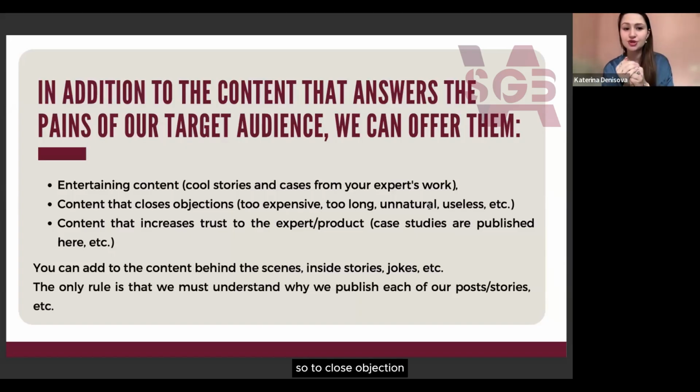So to close the objection that something is unnatural, you just show all the ingredients you put in your product. There are plenty of objections, and this is wonderful if you can publish content which closes them. There is always a common question: how to close the objection about money? How can we close the objection about something being too expensive?